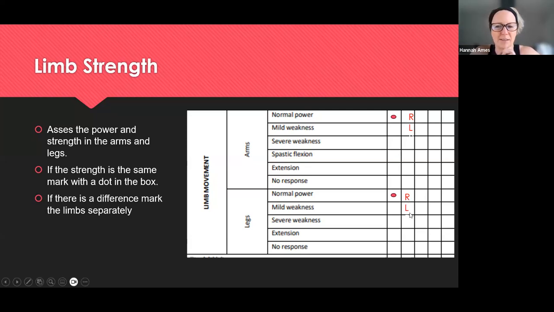So make sure you're clear on that. Sometimes that can cause a bit of confusion. So if it's equal power both sides, you can just put a dot. Or if it's equal mild weakness, you can put a single dot in the box. But if there is a difference between one side or the other, then you need to separate that out with an R and an L, indicating which one is which.